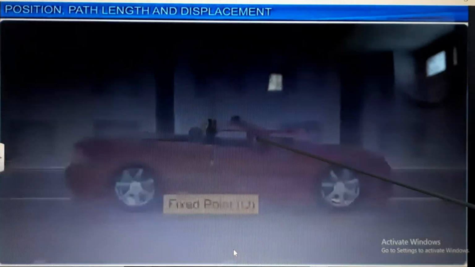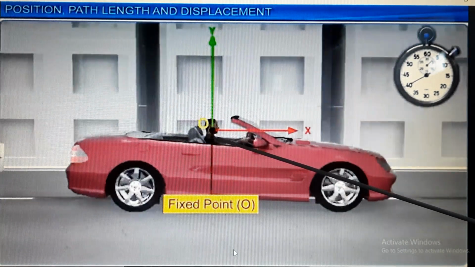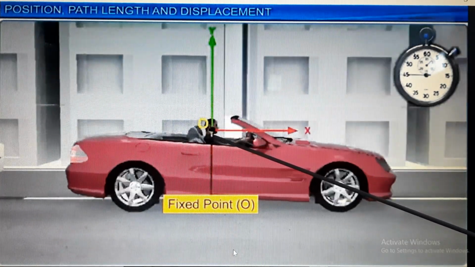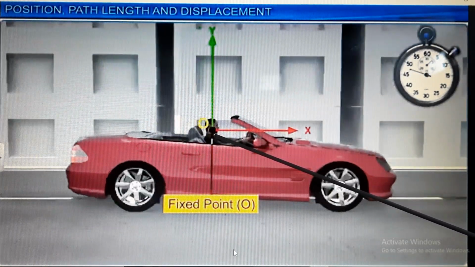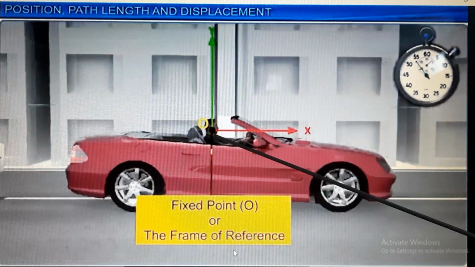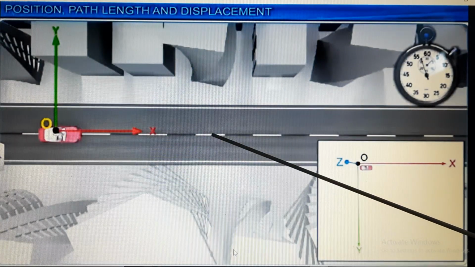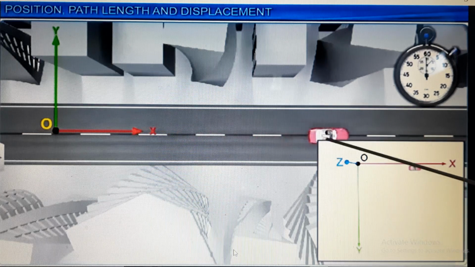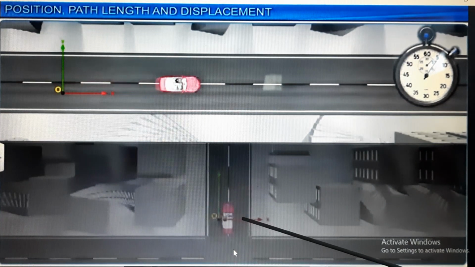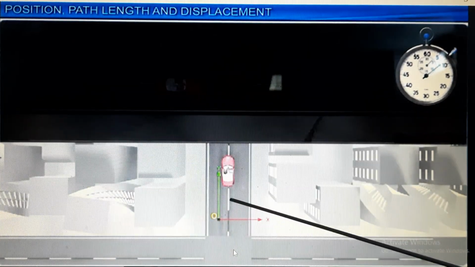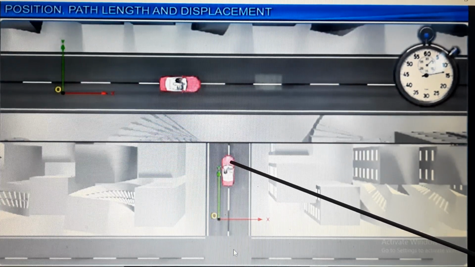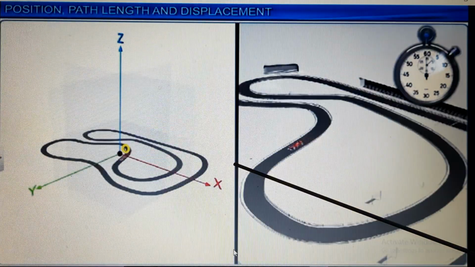Okay, this object is moved at a time in the x direction, and this point is called the origin. It is a fixed origin, otherwise a fixed point, otherwise the frame of reference. Okay, but suppose this car moves in the y direction. Look here at the picture, this car is moved in the y direction. Okay, so with respect to time its position is changed.